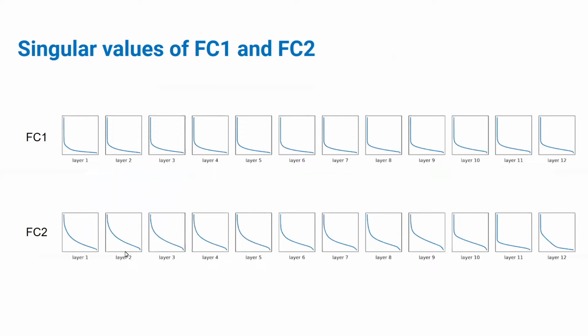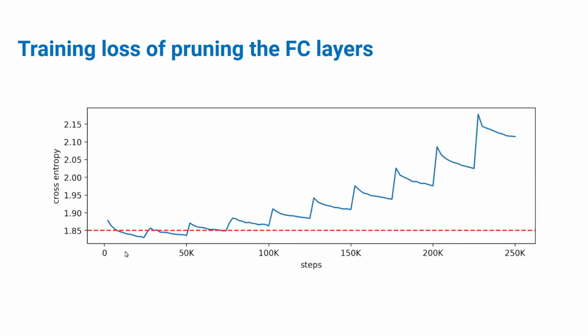As a sanity check, we compute the singular values of the FC1 and FC2 layers. And here we show the singular values of each individual layer. We can see that the singular values drop quickly for most of the layers, meaning that they are inherently low rank. Next page. This slide shows the training loss of pruning the FC layers.